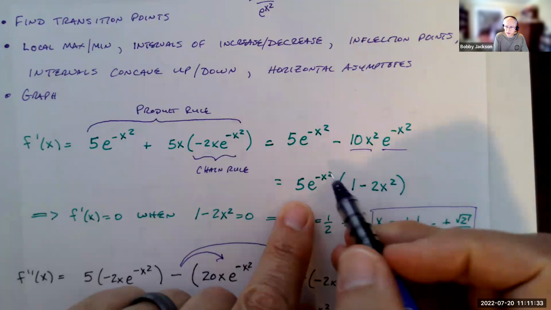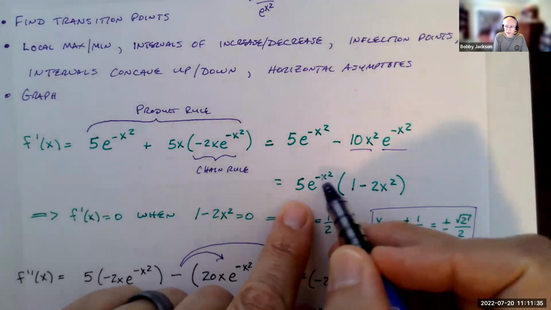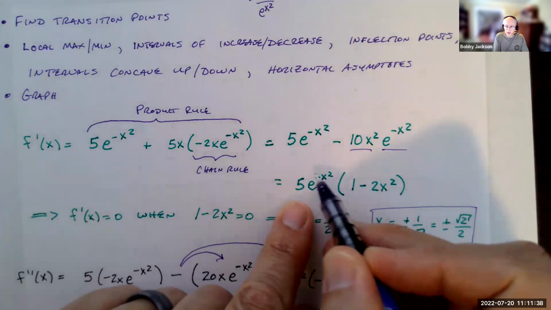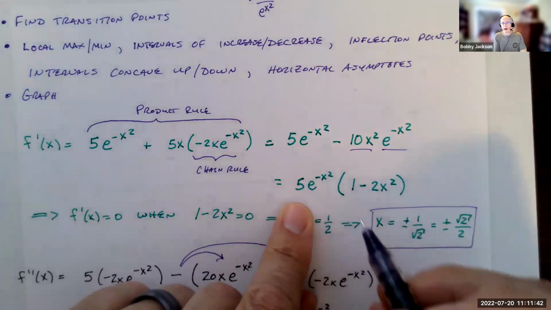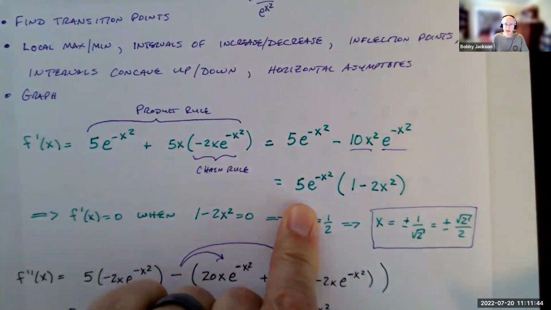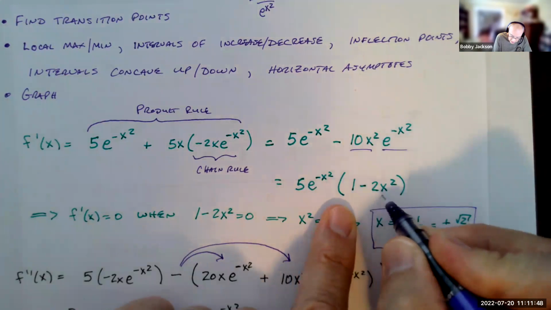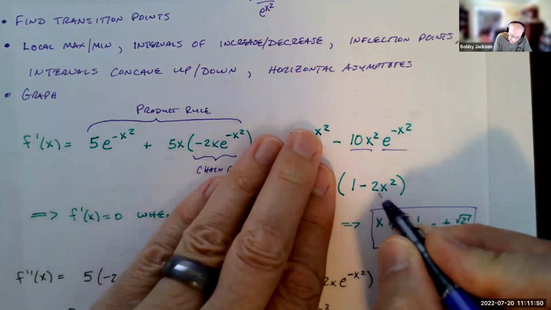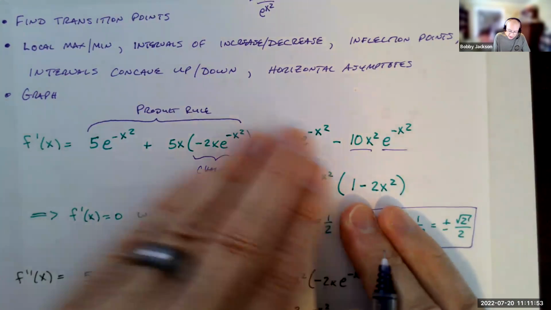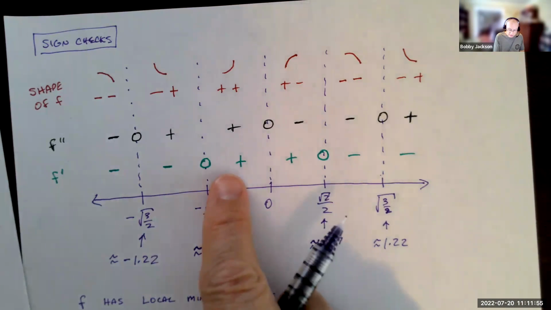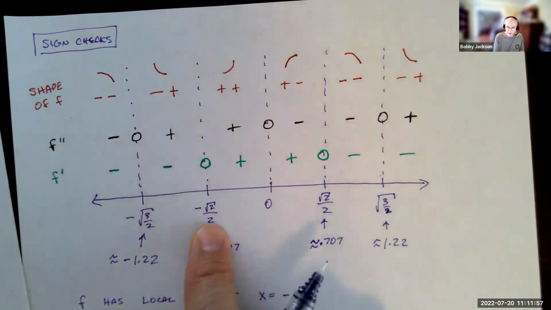If I plug in 0, e to the 0 is 1. Again, this is always positive, no matter what x is. It doesn't matter that there's a negative here. E to the negative 1 power is just 1 divided by e. It's a positive number. So this always is positive. But when I plug in 0 here, then 1 minus 0 is positive 1. It's positive. So the first derivative is positive in between negative square root of 2 over 2 and square root of 2 over 2.